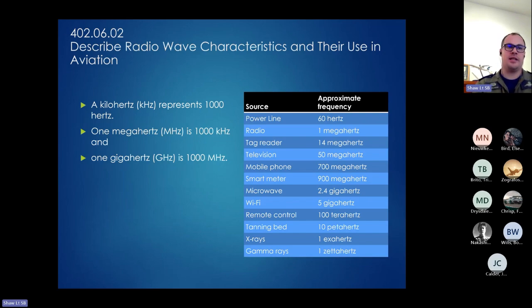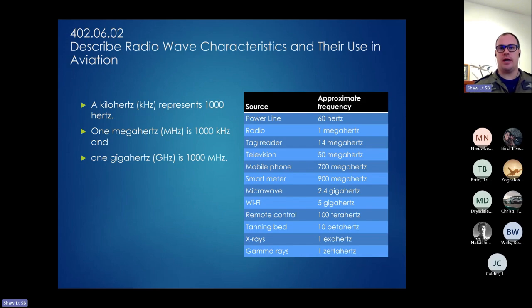Sometimes your monitors can get a refresh rate higher than that if you need. Mobile phone is typically in the 700 megahertz band. Smart meter, like your electrical meter. Microwave is about 2.4. Wi-Fi, lots of them are 5 gigahertz. The older ones might have 2.4 gigahertz, but most of your Wi-Fi now is about 5 gigahertz.